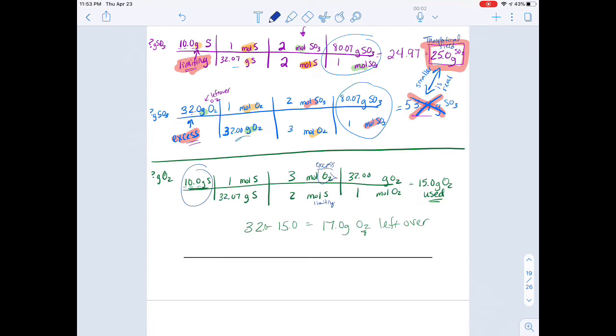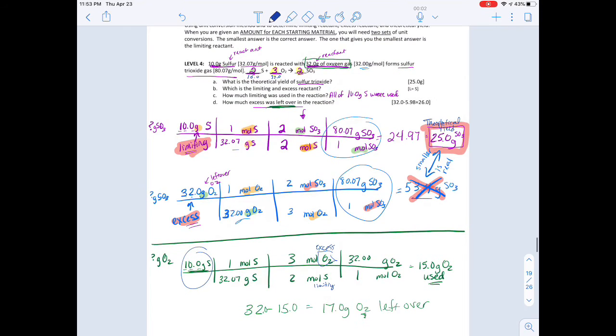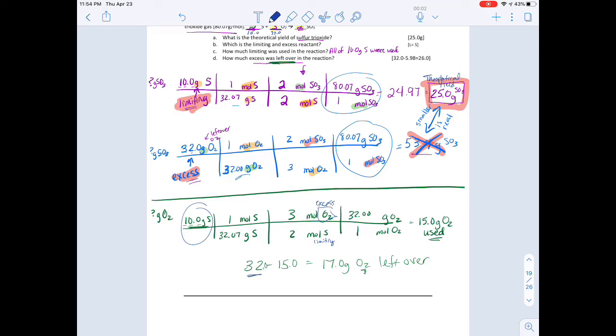They want to know how much was left over. So you want to go to the problem and see, I started with 32 grams of oxygen. So here's what I started with. So I had this much, I used this much, and then that's how I know how much is left over. And when you're doing significant figure subtraction, you go to the farthest out decimal place. So this is a tenth like the other two.